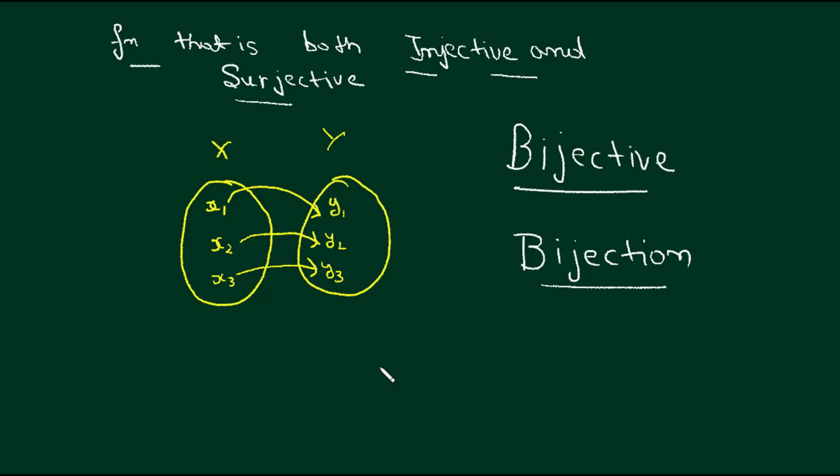We have already studied that when a function is injective, then the cardinality of X is less than or equal to the cardinality of Y, and if a function is surjective, the cardinality of X is greater than or equal to the cardinality of Y. Now if a function is bijective, then every x has a unique y and every y has a unique x, which means the cardinality of X is equal to the cardinality of Y.